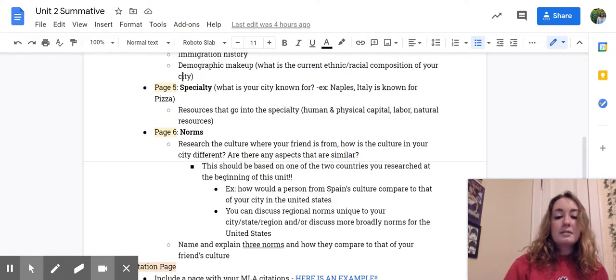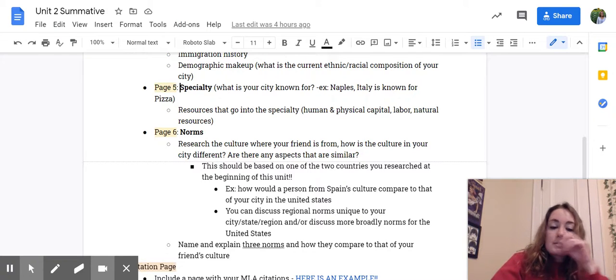Then for the 5th page, so this is kind of build a nation. So you get to be a little creative here. So think about what your city is known for. So my example is that Naples is known for their pizza.